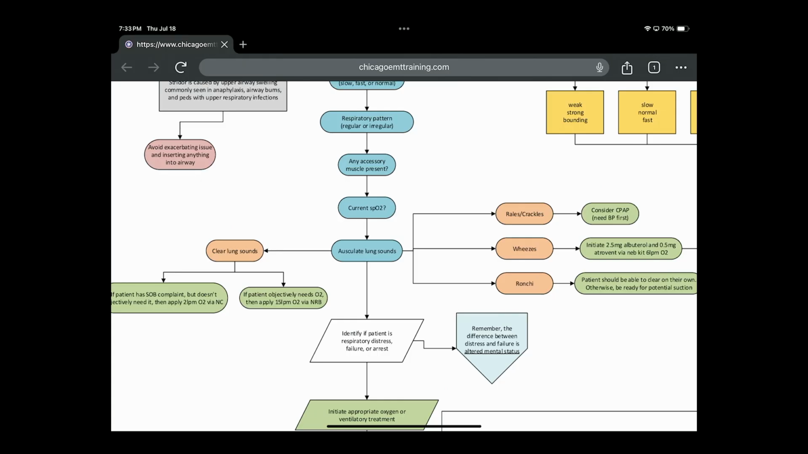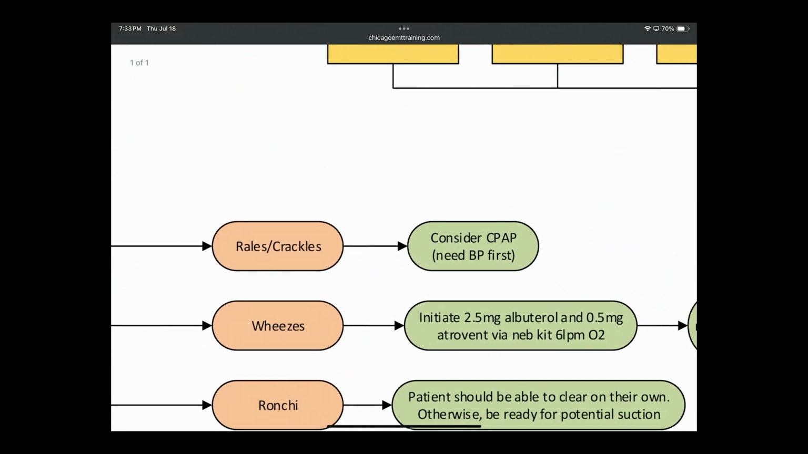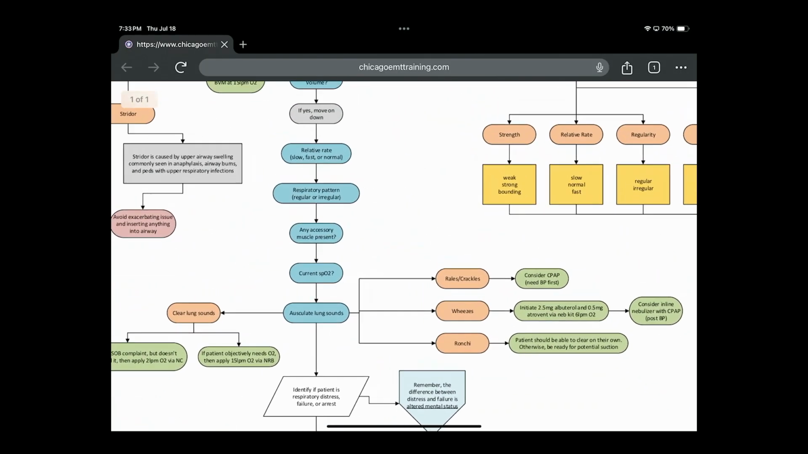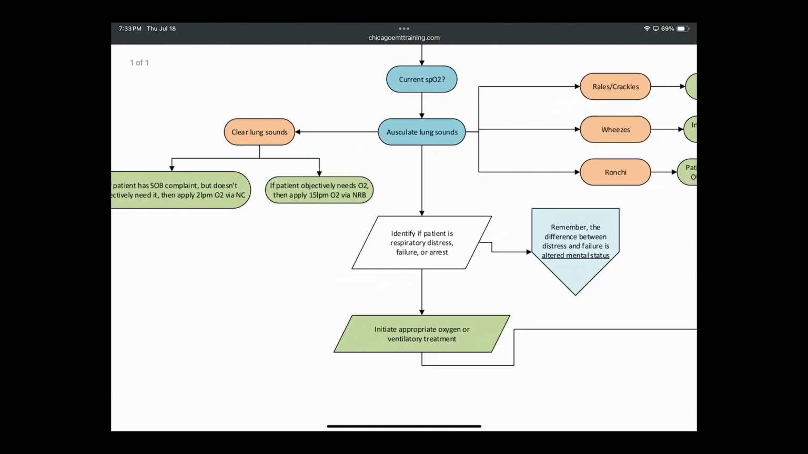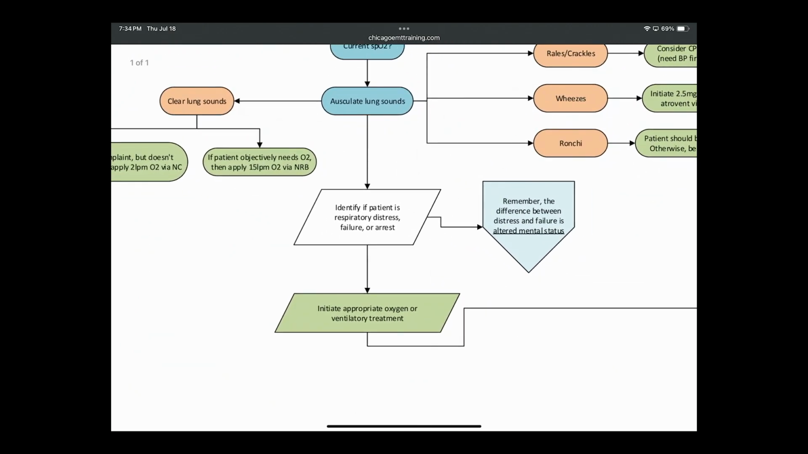Is it a nasal cannula? Is it a non-rebreather? Is it a neb kit? Is it CPAP? For which CPAP, remember that we might need a blood pressure first. So keep that in mind, that it might not be the ideal moment to apply CPAP, okay? And at this point, you're going to identify whether or not the patient is in respiratory distress, failure, or arrest.